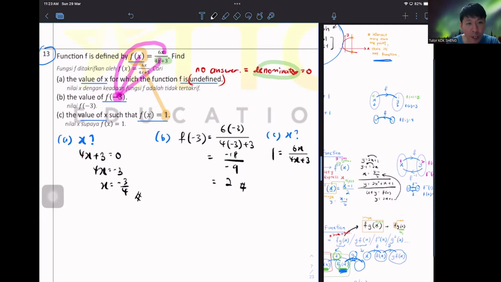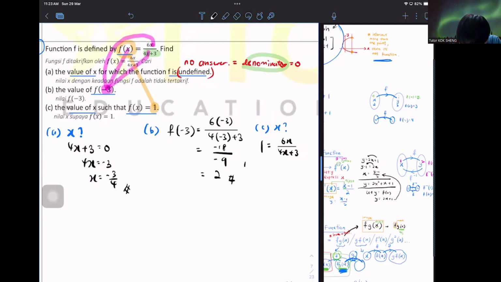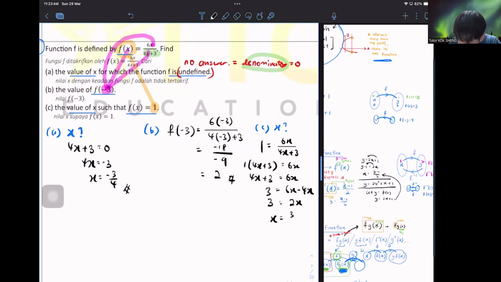Wow, this one algebra. Okay, fraction, bottom bring over first. 1 times 4x plus 3. Okay. So 1 times anything, same lah. So I bring the 4x over, 6 minus 4 is 2. And 2 bring over to the left is divide. 3 divided by 2. 3 over 2. Which means for question C, when your object is 3 over 2, your answer for image is 1. Something like this.